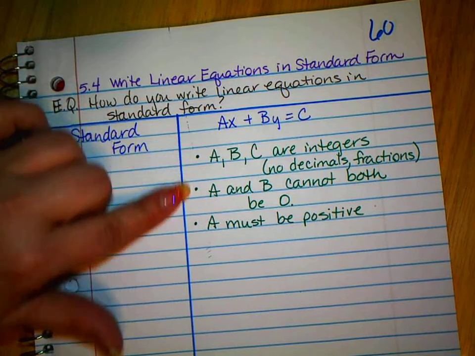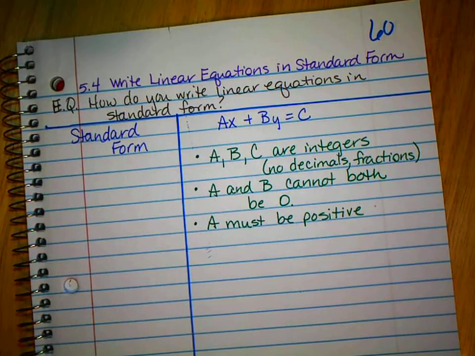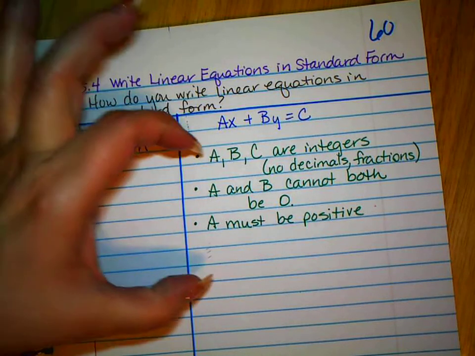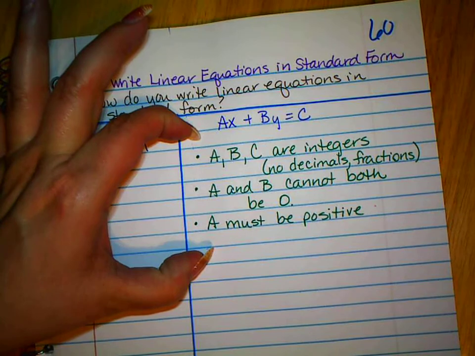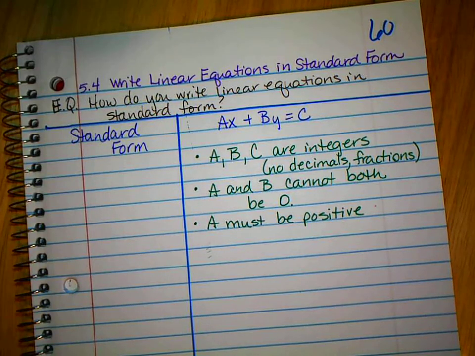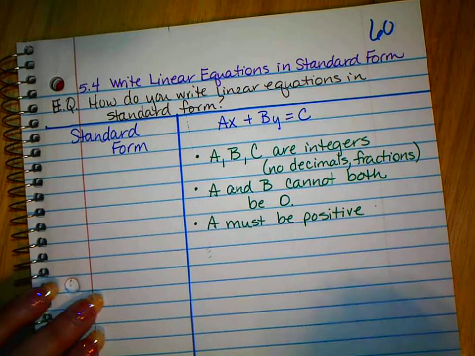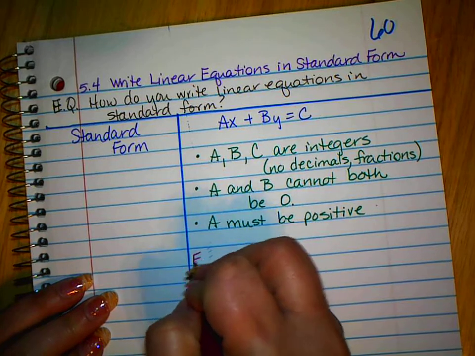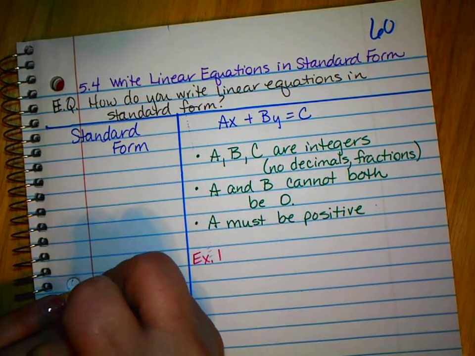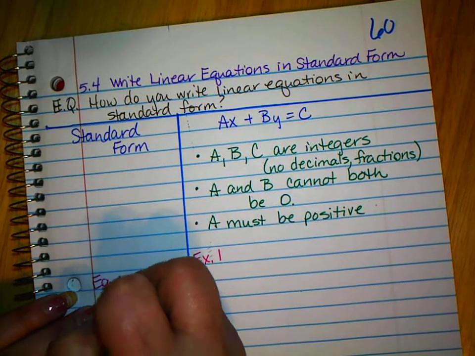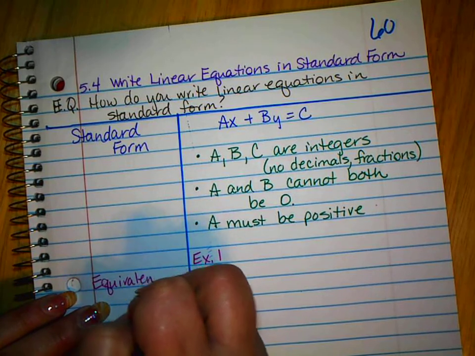These are the stipulations for true standard form. It won't always be given to you in true standard form, but if you wanted true technical standard form, these are the stipulations that you have to meet. So we're going to do example 1, which works off of equivalent equations.